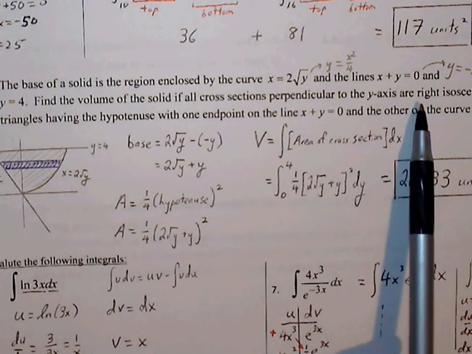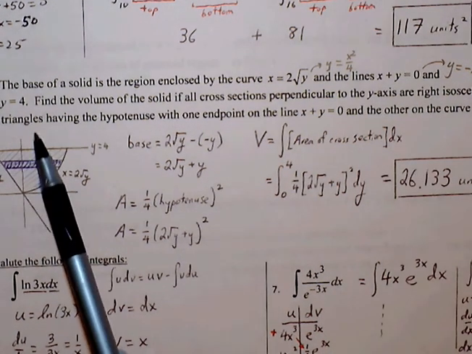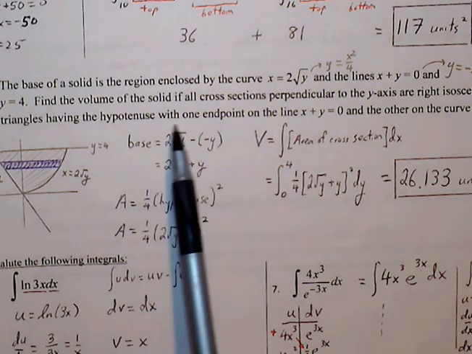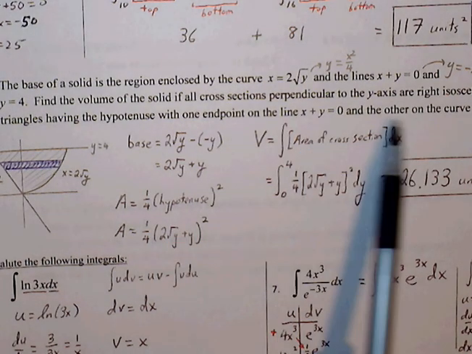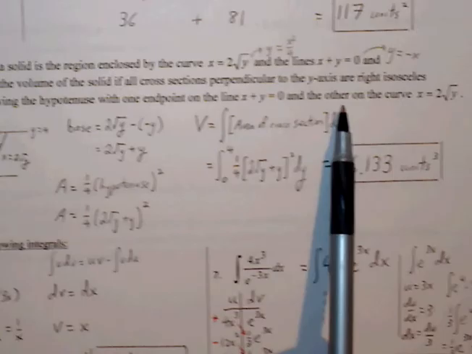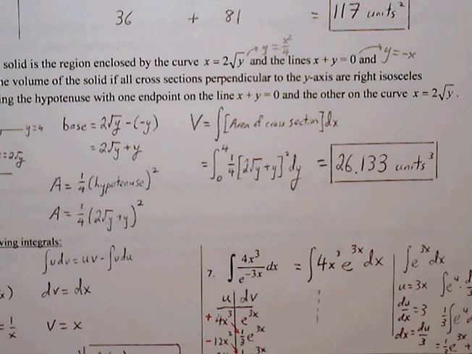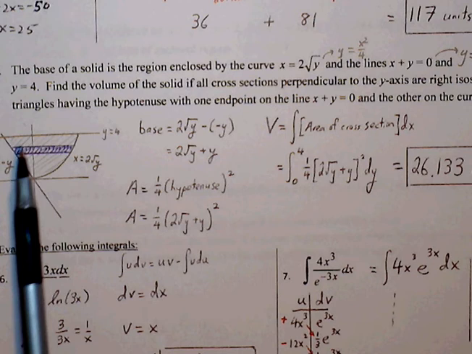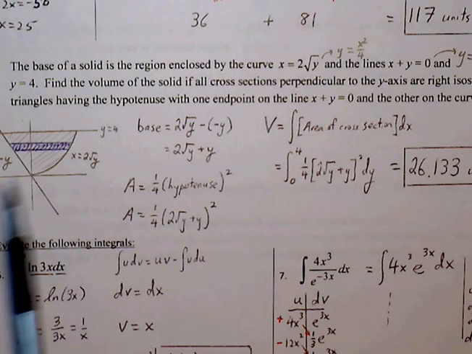where they are right isosceles triangles, having the hypotenuse with one endpoint on the line and the other on the curve 2 root y. So let's label all of our graphs. We have y equals 4 here. We have x equals 2 root y. We have x equals negative y.